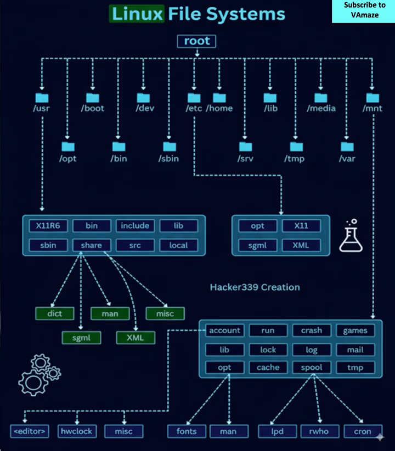The lib directory, these are system libraries. Think of libraries as collections of code that programs can use. It's like a toolkit that multiple programs share instead of each program carrying its own copy of common functions. And the var directory. This is where variable data lives, things that change frequently, like log files, mail, cache files, and system databases. If your system is keeping track of something that changes over time, it probably lives in var.